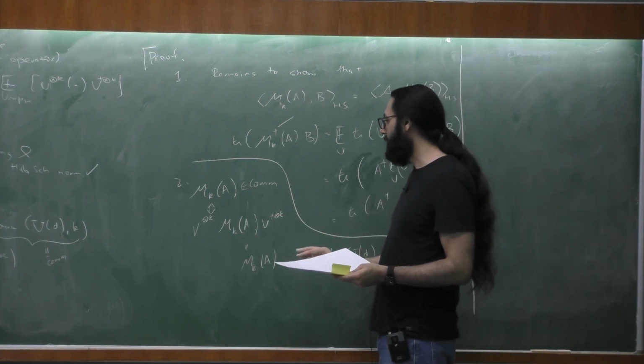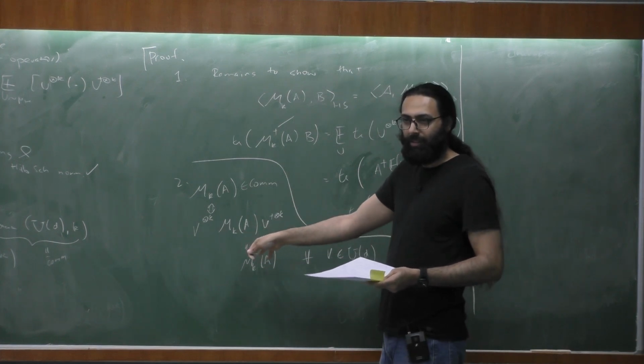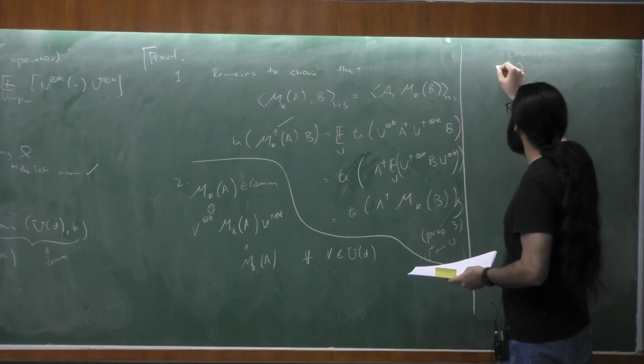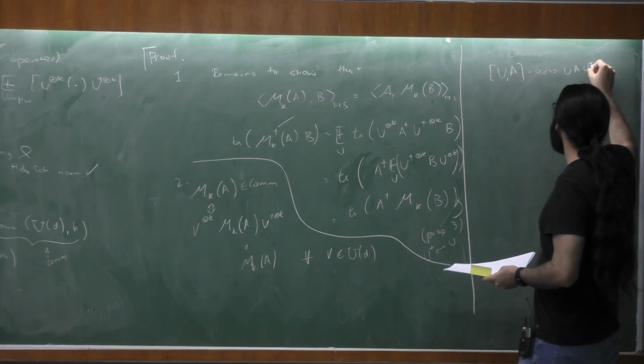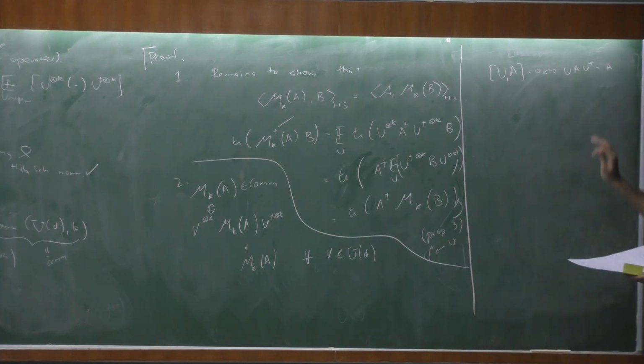I think we wrote the commutant as that it commutes, but it's equivalent. UA minus AU equal to 0 is equivalent to U A U dagger equals A, right? This is very basic.